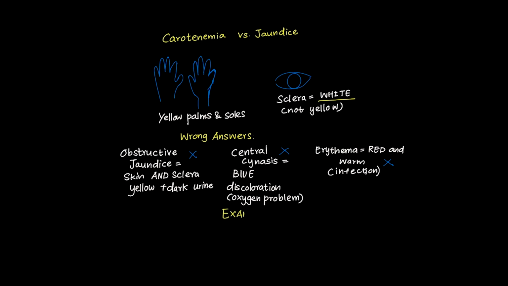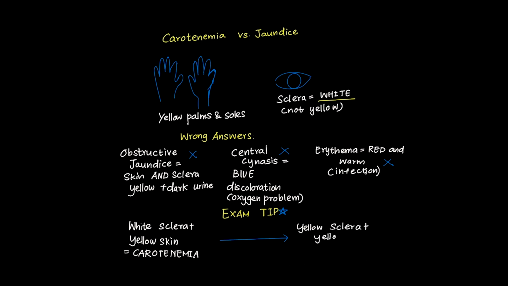Here's a WGU D443 OA exam tip for you. The sclera are your decision maker. White sclera with yellow skin equals carotenemia. Yellow sclera with yellow skin equals jaundice. Quick recall hook: white eyes, orange diet, carotenemia. Yellow eyes, liver problem, jaundice.